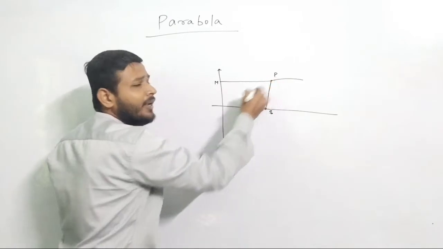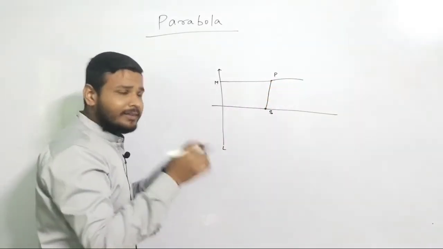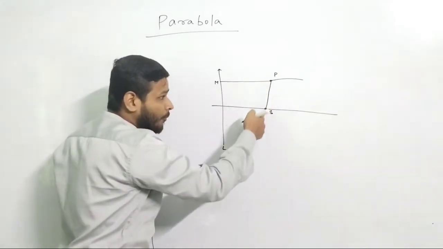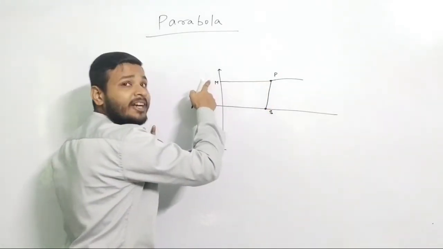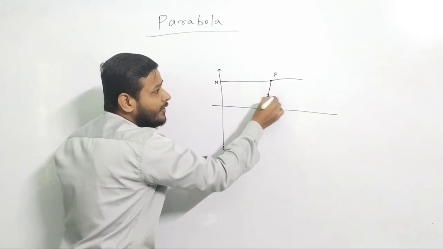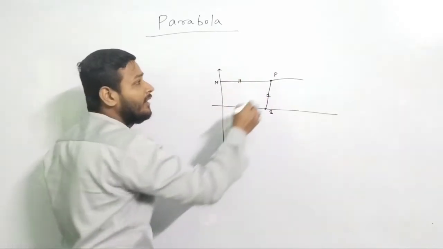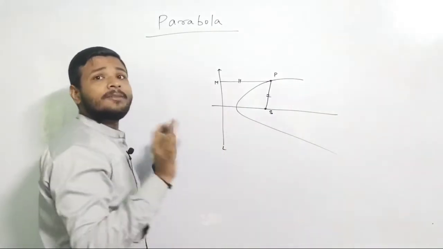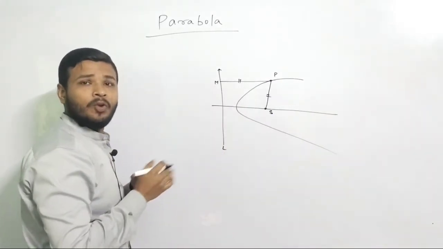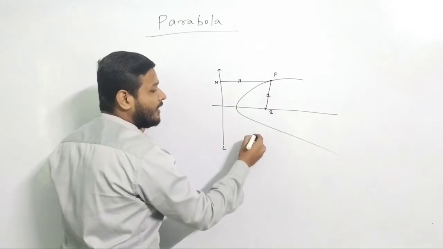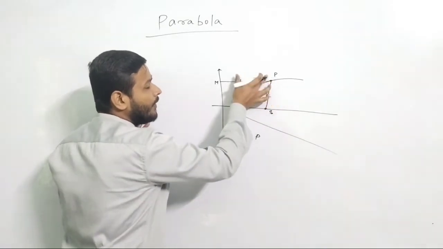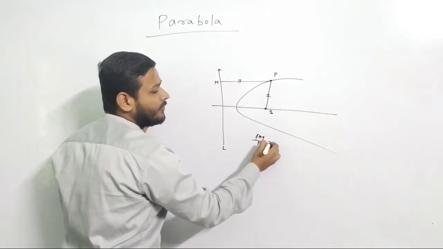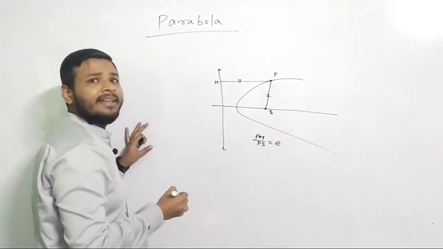A point P moves in such a manner that this point P is equidistant from the fixed point S and the fixed straight line L, that is PS is equal to PM. Then the locus traced out by the point P is known as a parabola. We know the ratio of PM and PS is known as eccentricity E.